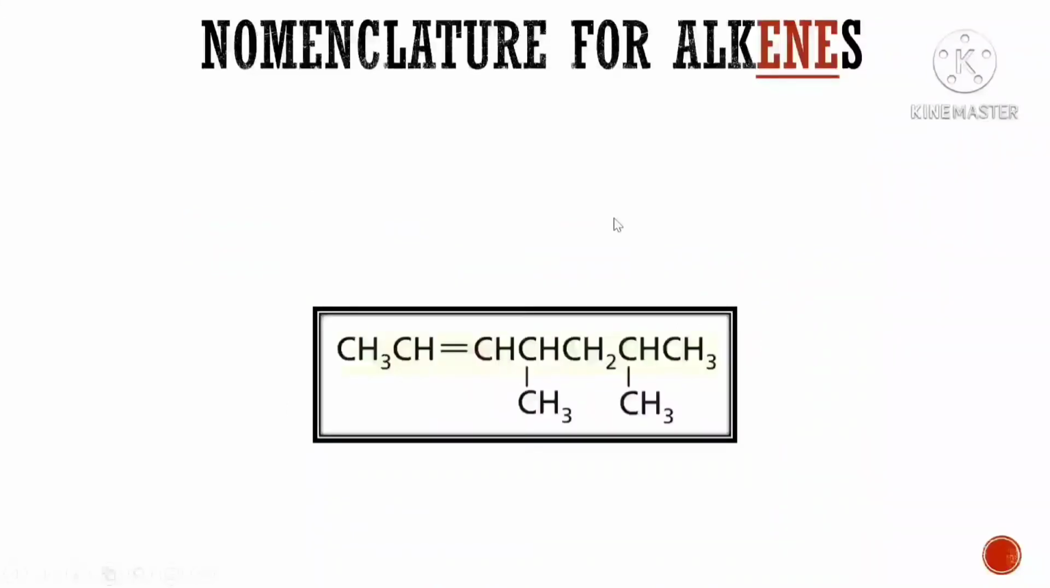Let us now proceed to alkenes. Unsaturated hydrocarbons that contain one or more double covalent bonds between carbon atoms in a chain are called alkenes. In naming alkenes, the suffix used is ene or yne. Let us try to name this molecule.